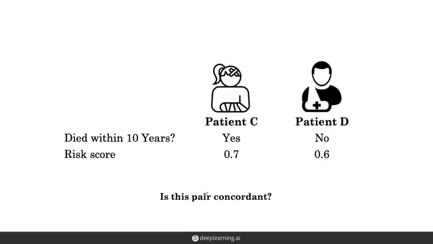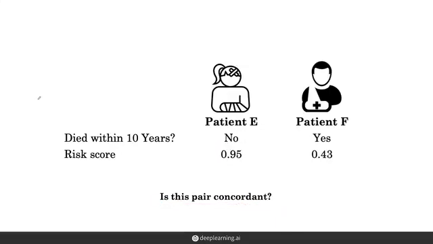We notice that the patient with the worst outcome is patient C because they die within the next 10 years, while patient D does not. And patient C is the patient with the higher risk score. So we find that this pair is concordant.